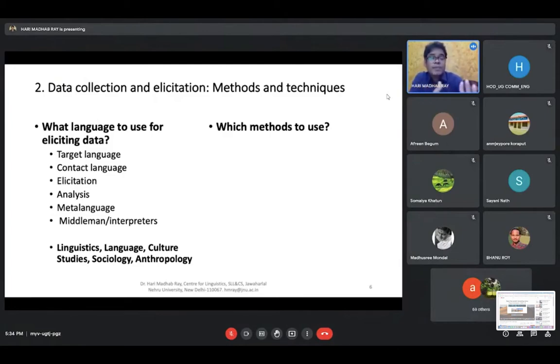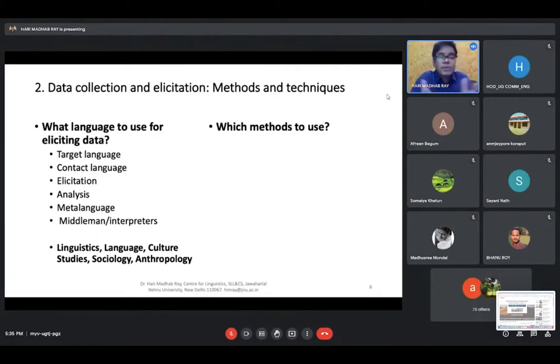So at times what happens? Let's say the target language you are working on is Toto, and the person there, the native speakers, do not know Bangla. So you need to have a middleman who understands Toto and also your language. So at times we need to hire a middleman or interpreters as well.